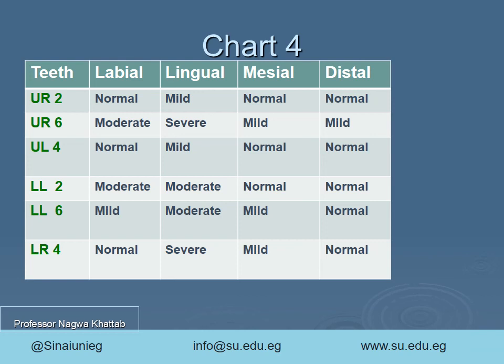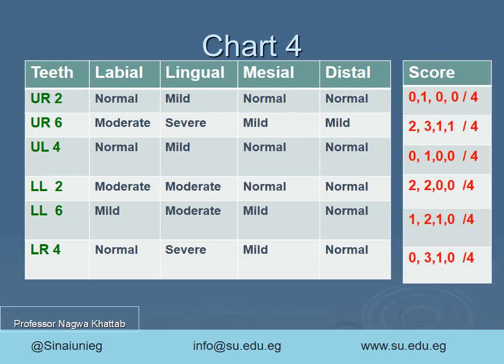If we examine 6 teeth, we use the partial recording system. For upper right lateral, I examine each tooth from the 4 surfaces. Labial, normal. Lingual, mild. Normal, normal. Write the scores. Normal, 0. Mild, score 1. Normal, normal, 0, 0. Divided by 4 to get the gingival index of the tooth.